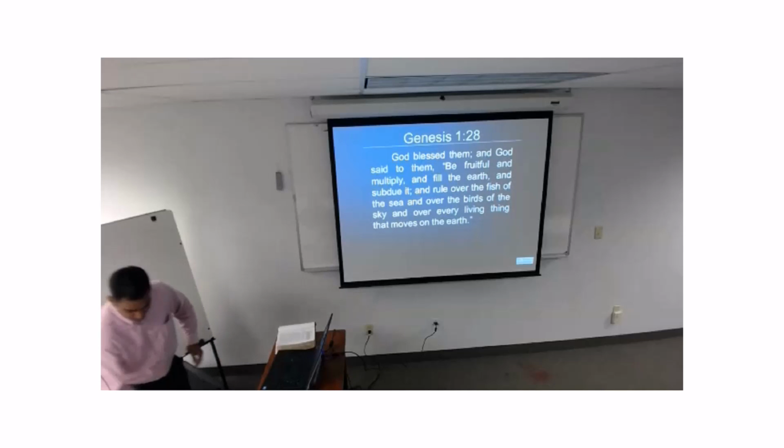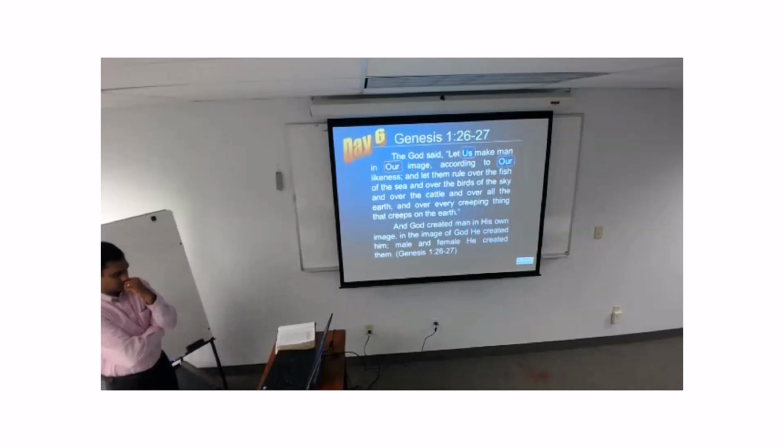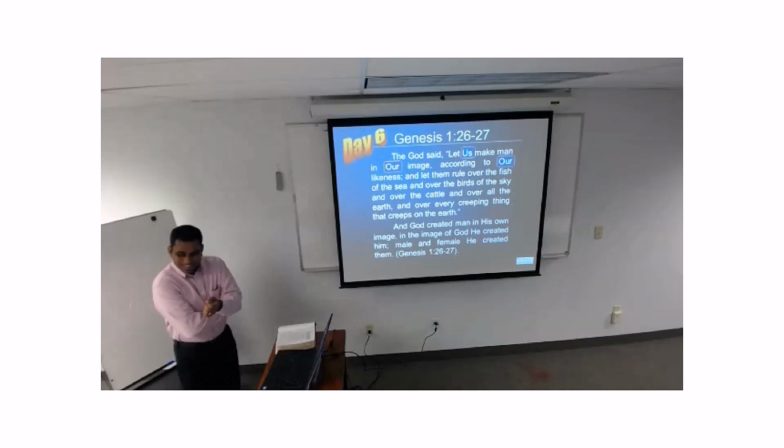So I have a question. Why does he write, God created man in his own image, in the image of God he created? What's the significance of writing the same sentence two times?